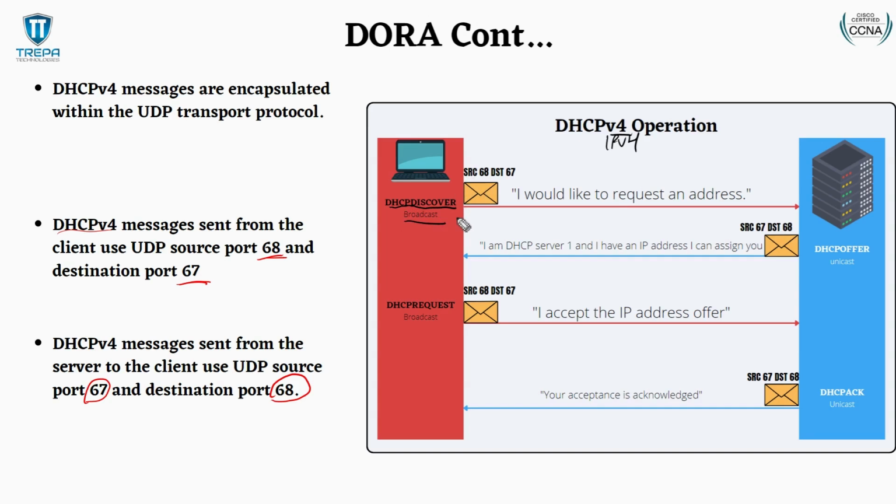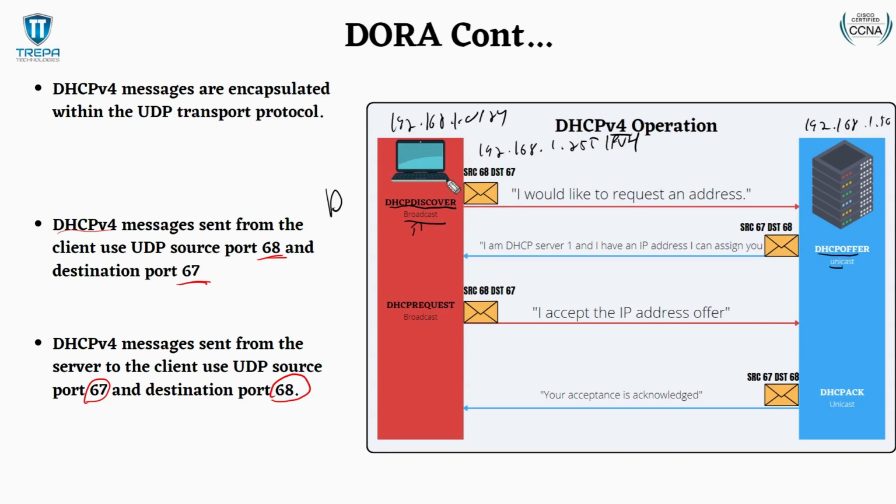And within that DHCP broadcast discover message, which is the D in our DORA, it's going to say, hey, anybody out there, I would like to request an address. So this is sending a broadcast message. So let's say this computer sits on 192.168.1.0/24. The destination IP address in this packet is going to be 192.168.1.255. And if there is a DHCP server sitting on that subnet that can listen to those broadcast messages, they are going to send a unicast message back to this client.